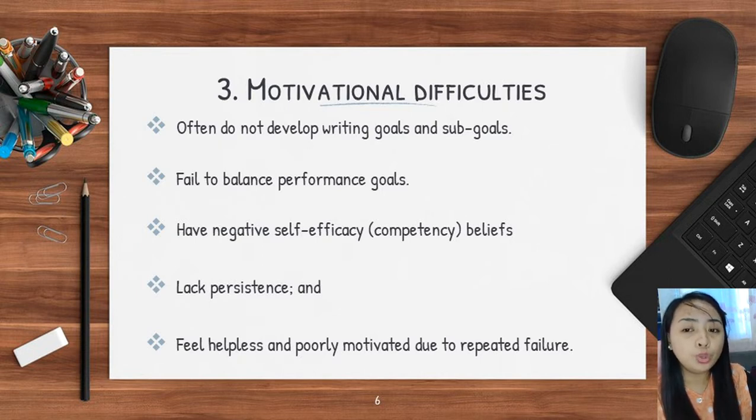The next one is having negative self-efficacy, or negative competency beliefs. According to Bandura's social cognitive theory, self-efficacy is the key personal variable. It is defined as an individual's belief in his or her own ability to organize and implement action to produce the desired achievements and results. Students who have negative self-efficacy do not believe in their individual capacity or ability.